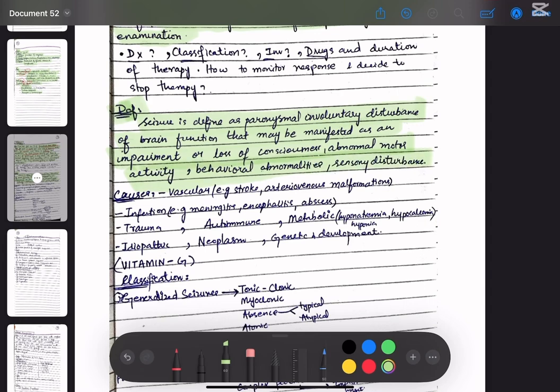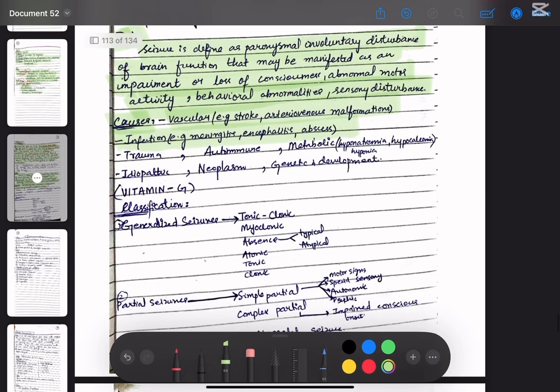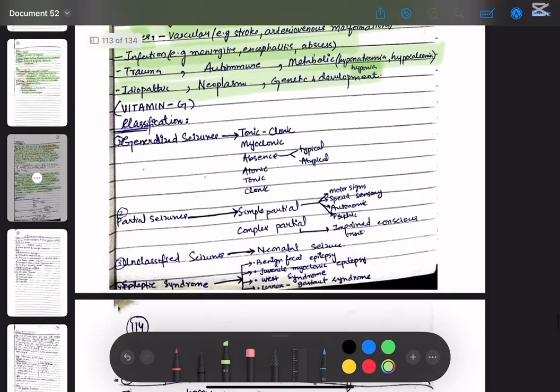The causes of epilepsy are vascular causes, for example stroke and arteriovenous malformation, infection, for example meningitis, encephalitis and abscess, trauma, autoimmune and metabolic causes, that is hyponatremia, hypocalcemia, and hypoxia, idiopathic causes, neoplasm, genetic and developmental. Okay, now the classification of epilepsy.